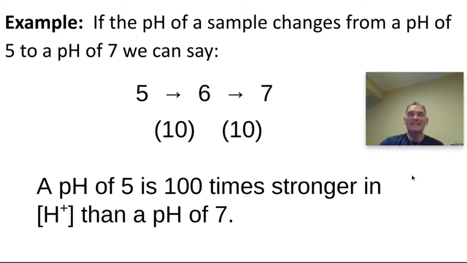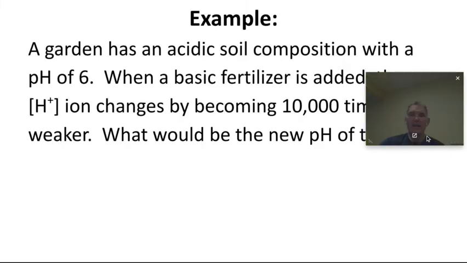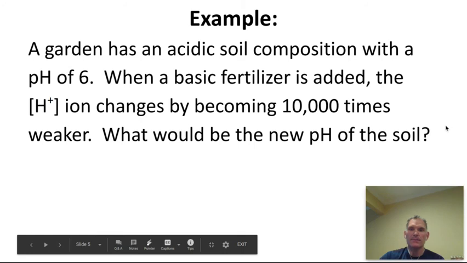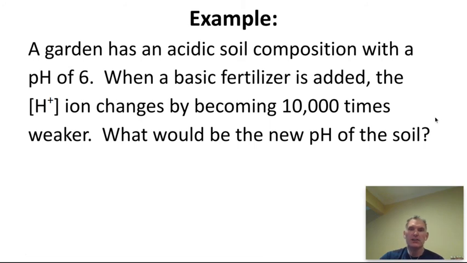Now, we can take these types of questions and also make them into scenario questions, just analyzing pH a little bit further. I can take a look at this question. A garden has an acidic soil composition with a pH of 6. So I know it's below 7. I know it's an acid. It's not that strong. It's closer to the weaker side. But then I add a basic fertilizer, and the H ion changes by becoming 10,000 times weaker. What will the new pH of the soil be?